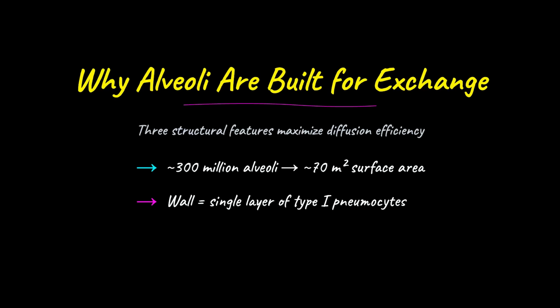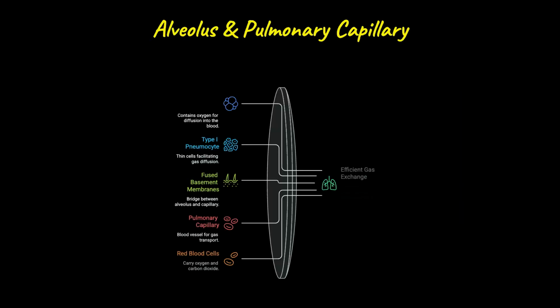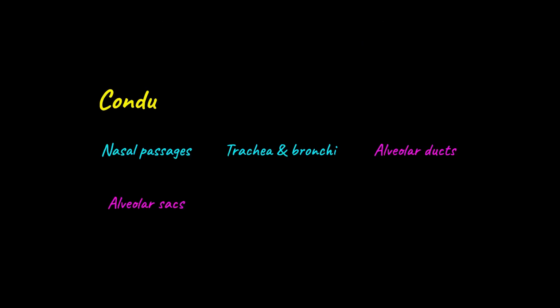The wall is just a single cell layer thick, and the total distance from alveolar air to capillary blood is less than 1 micrometer, roughly 1/50th the width of a human hair. Oxygen diffuses from the alveolar airspace, where its concentration is high, across the fused basement membranes and into the pulmonary capillary. Carbon dioxide simultaneously travels in the opposite direction. Both gases cross the same ultra-thin membrane at the same moment.